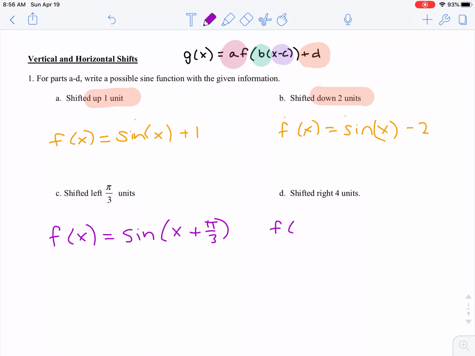And if we want to shift it right 4 units, then we are going to have minus 4 units. Okay?